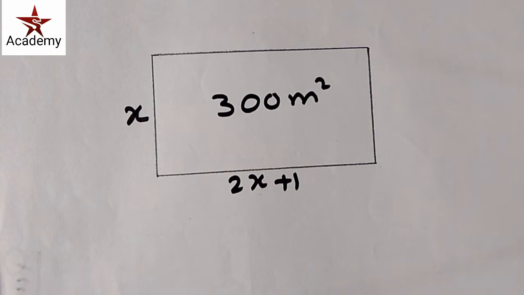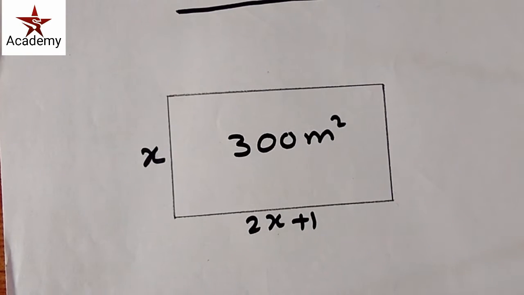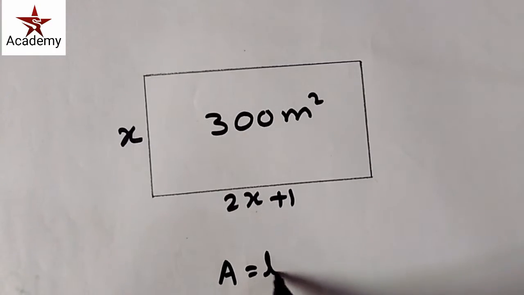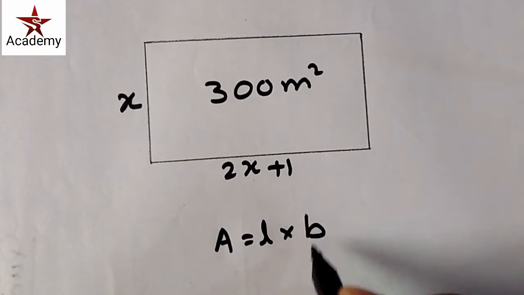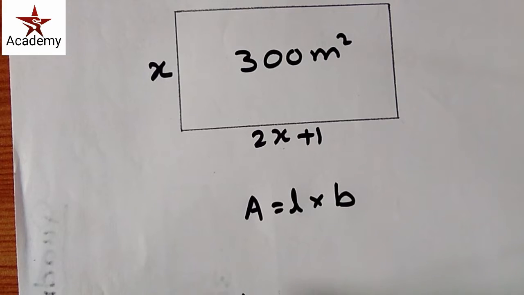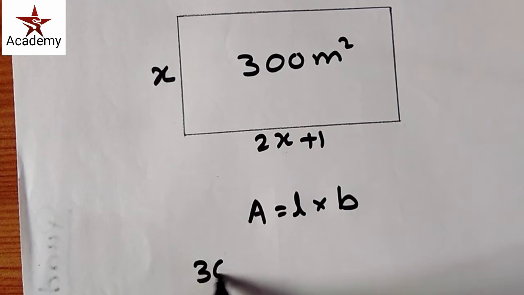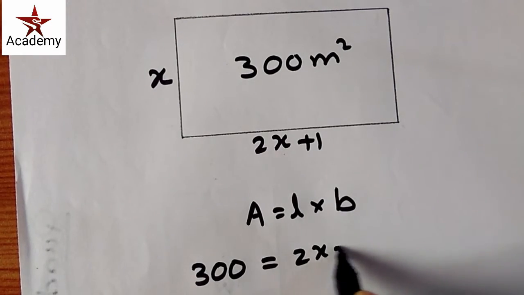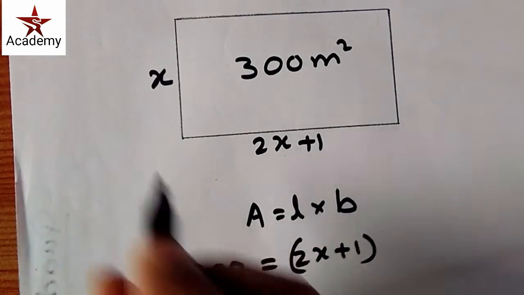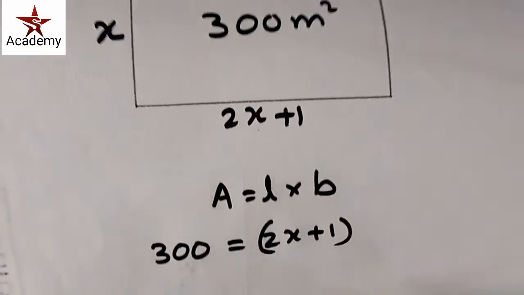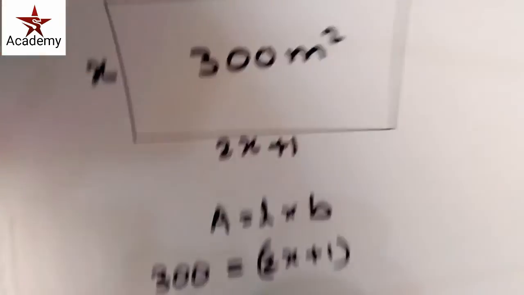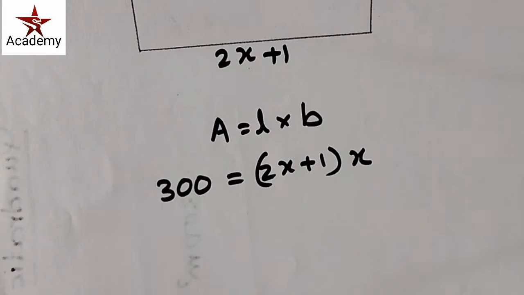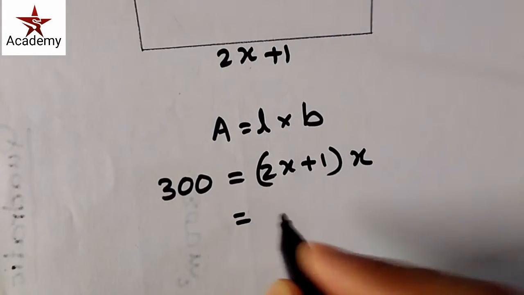So we know that the area of a rectangle is equal to length into breadth. So what is the area of this rectangle? It is 300. And what is the length? It is 2x plus 1. And what is the breadth of this rectangle? It is x. We shall solve this one.